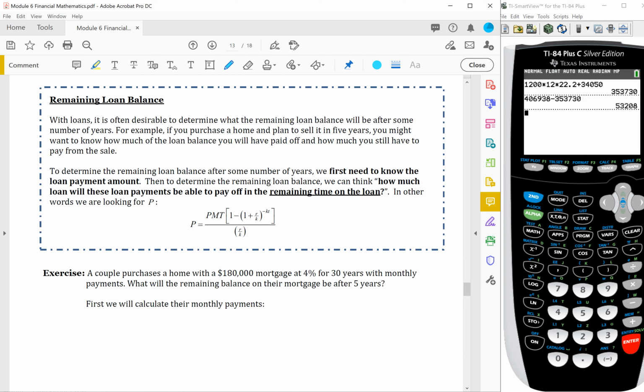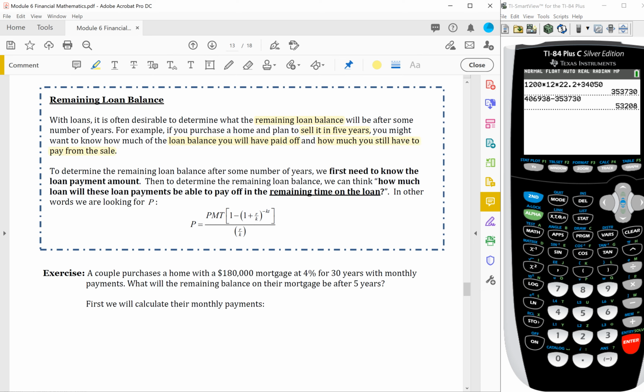Remaining loan balance. With loans, it is often desirable to determine what the remaining loan balance will be after some number of years. For example, if you purchase a home and plan to sell it in 5 years, you might want to know how much of the loan balance will have been paid off and how much you will still have to pay when you make the sale of your house to pay it off.